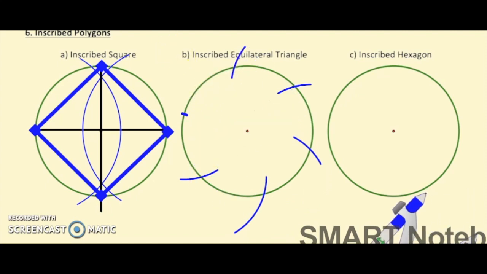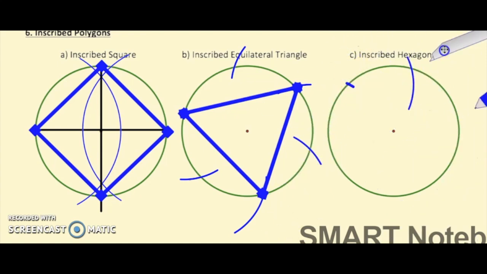So there are my arcs. Taking a straight edge for an equilateral triangle, we're going to connect every other. And for a hexagon, we would connect every one. So let's do this one more time. Put a mark. I'm going to draw my arcs around.